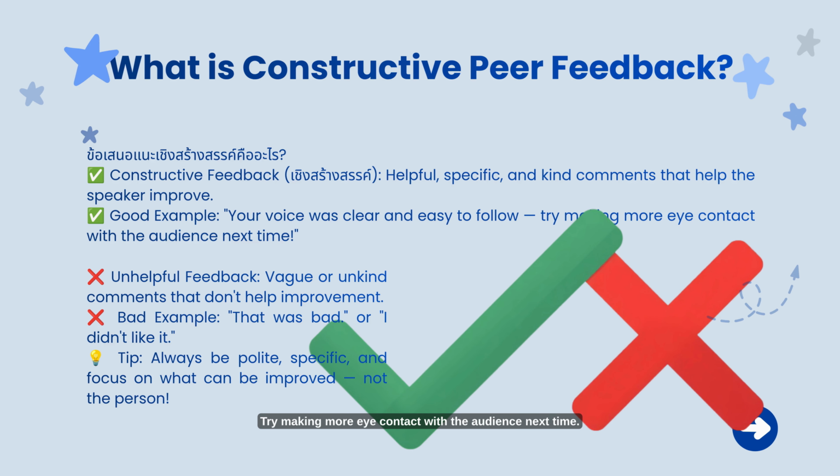A good example of constructive feedback might be, "Your voice was clear and easy to follow. Try making more eye contact with the audience next time." Notice how this comment is specific and offers a clear path for improvement. In contrast, unhelpful feedback is often vague or even mean-spirited, such as simply saying, "That was bad." Such comments don't provide a roadmap for the speaker to improve. As a tip, always aim to be polite and specific. Focus on what can be improved, not the person. This approach not only fosters a positive learning environment but also encourages growth and development.